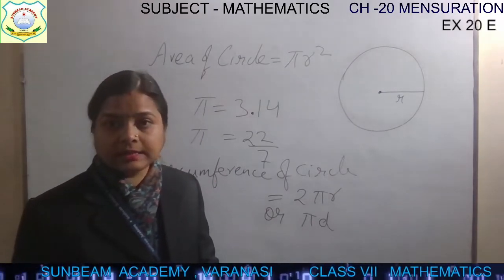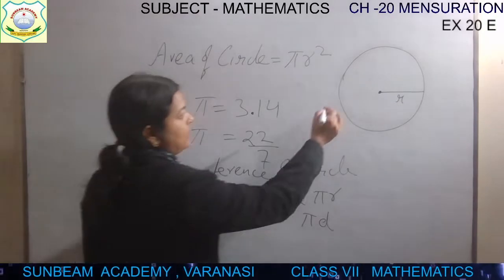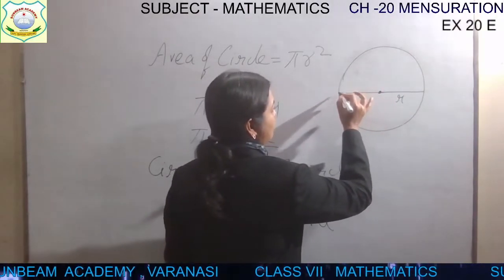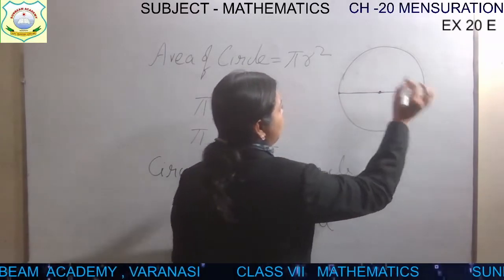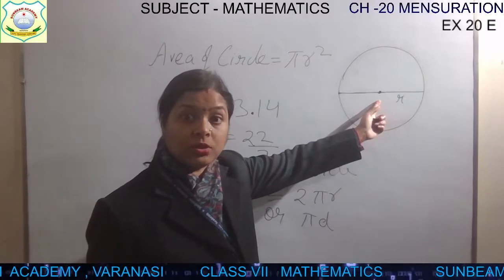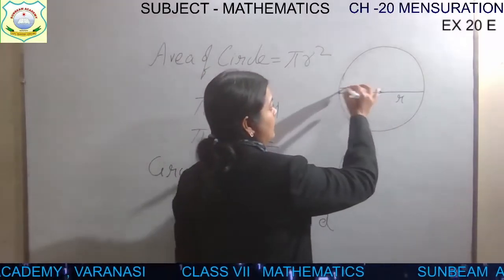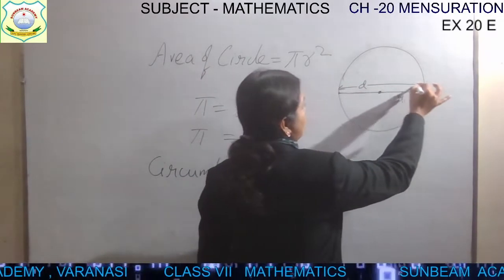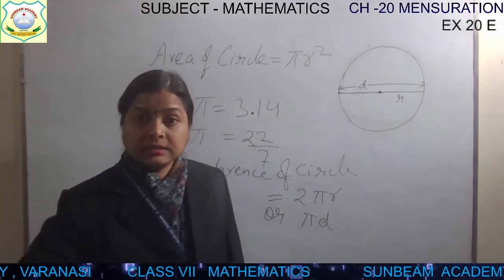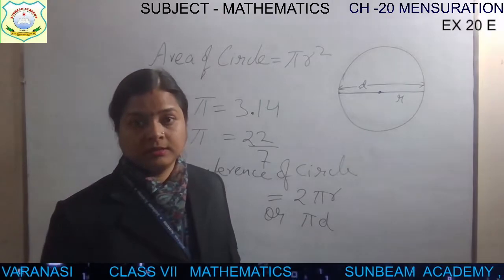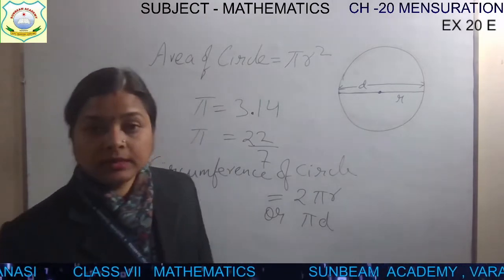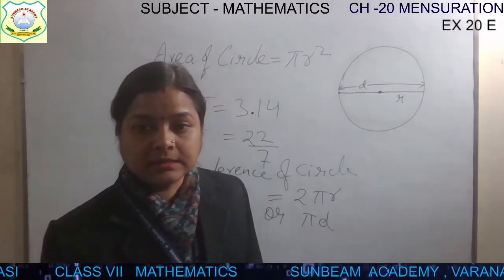D is the diameter. This is the diameter, the longest chord. It will pass through the center of the circle. From here to this point, the total distance is the diameter. It is just double the radius. Now let's see the slide, children.